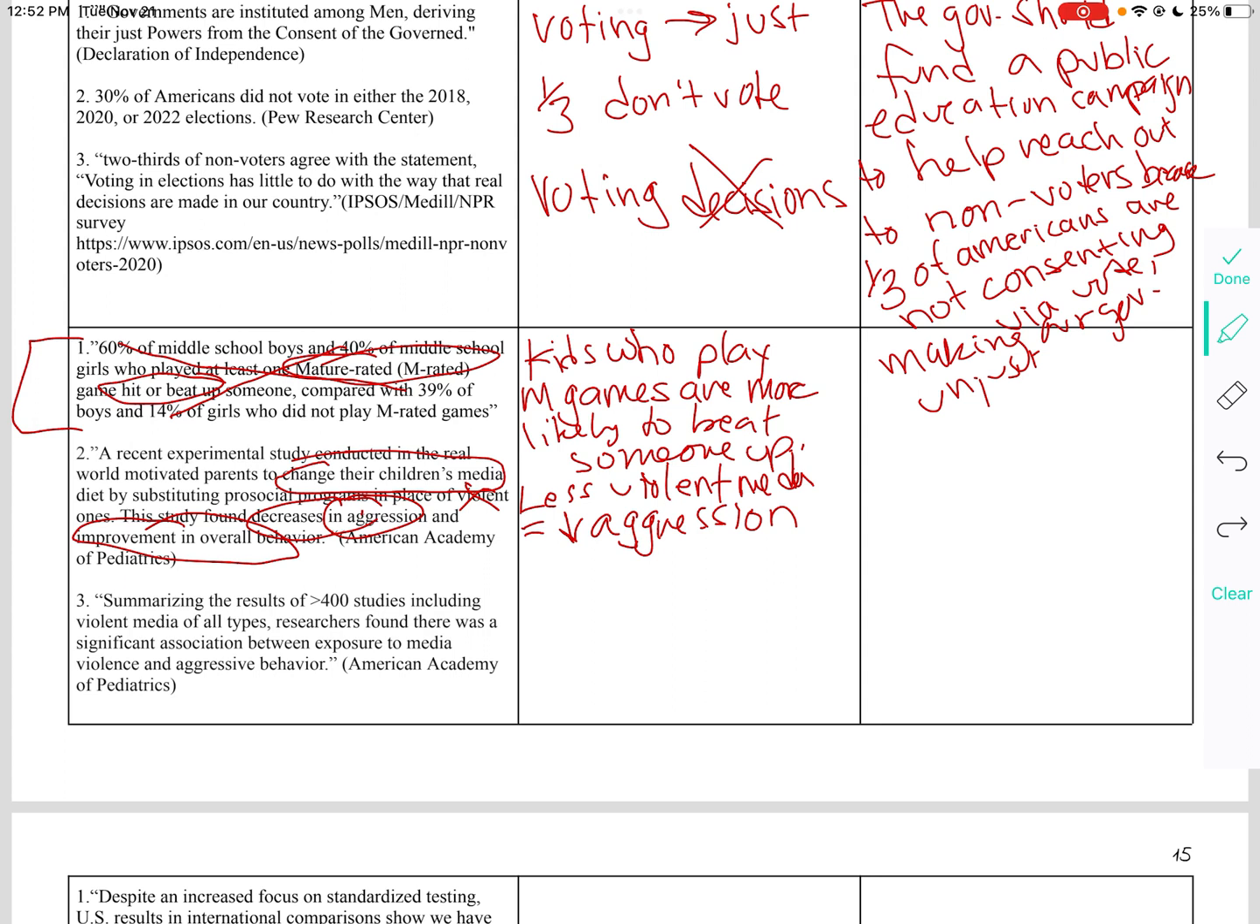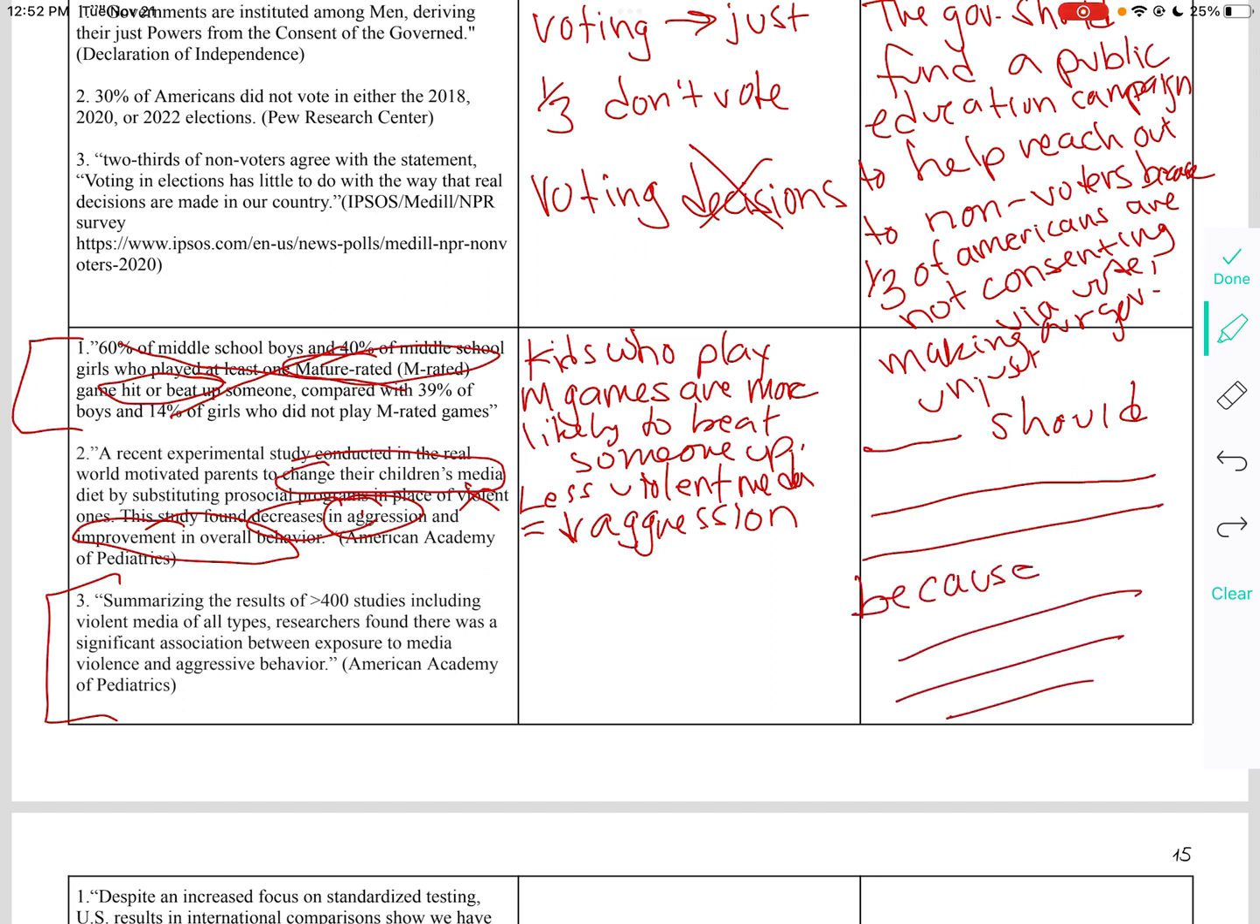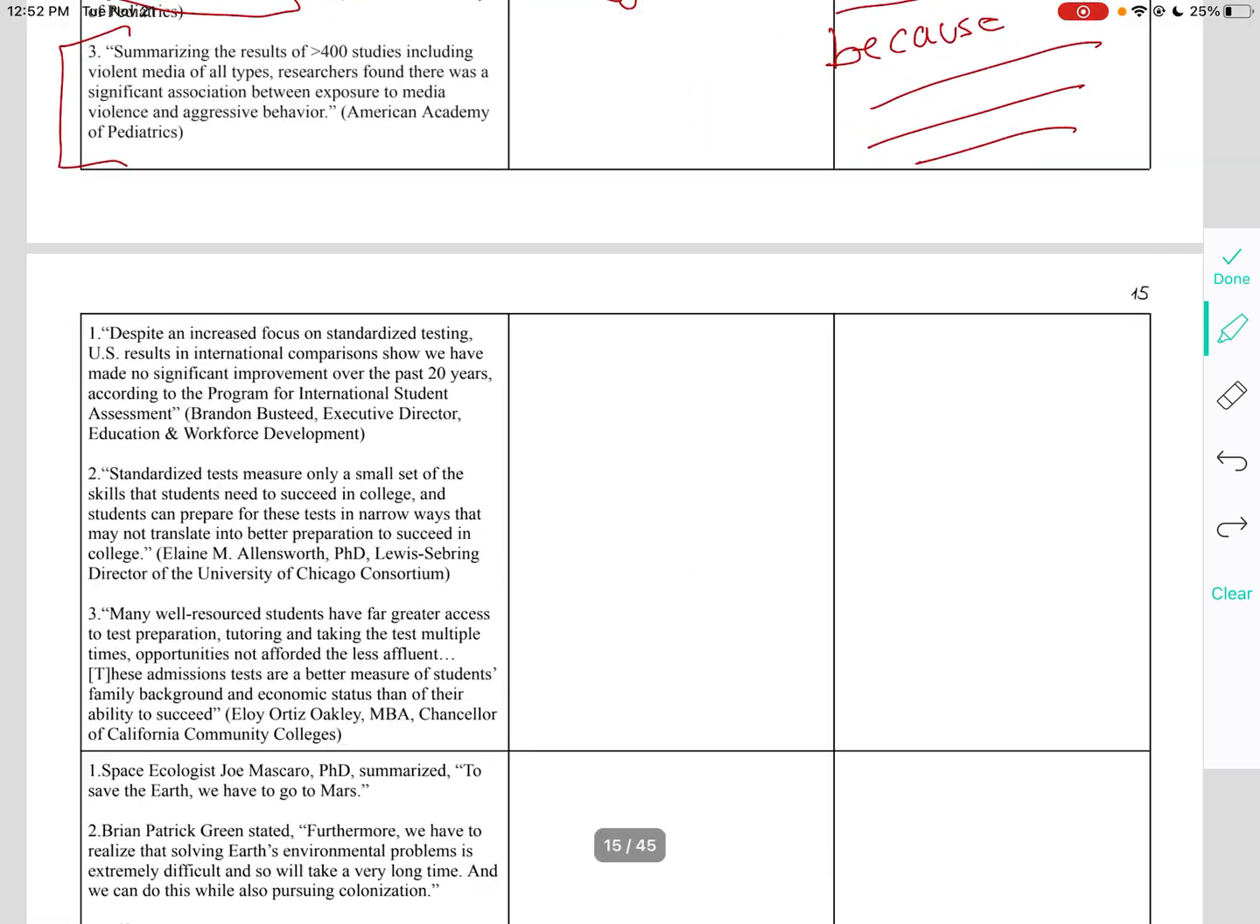So then look at this third one and try to summarize it and then come up with your own claim over here. Someone should do something because something else. Then you can use the rest of this to practice making claims.